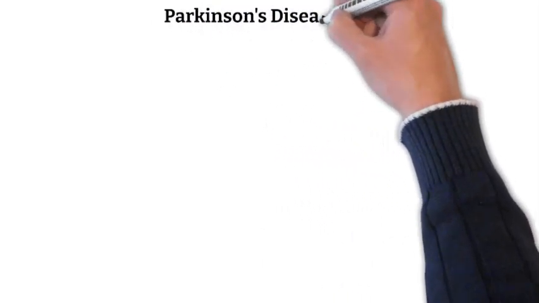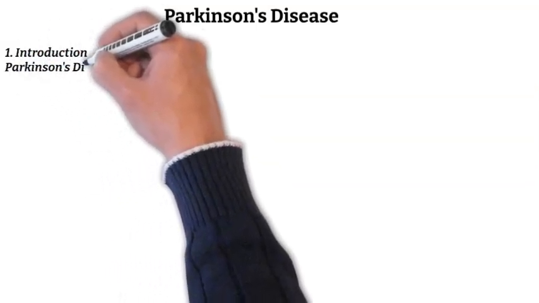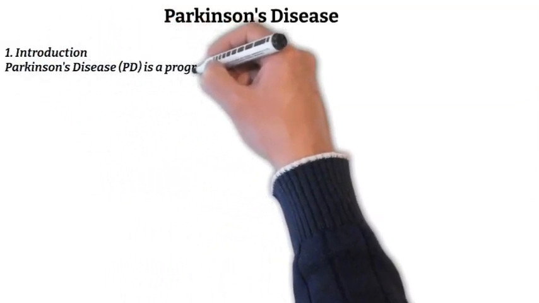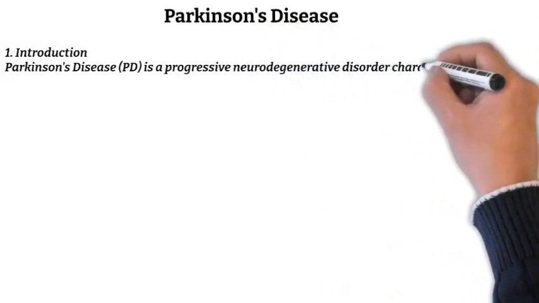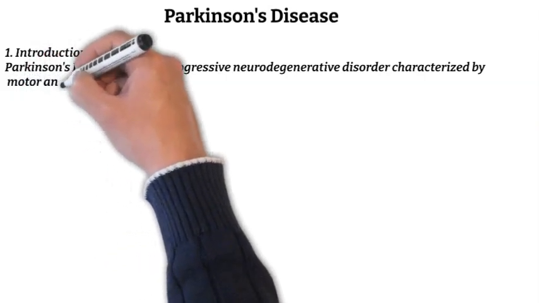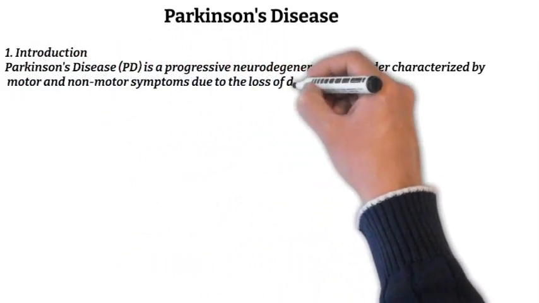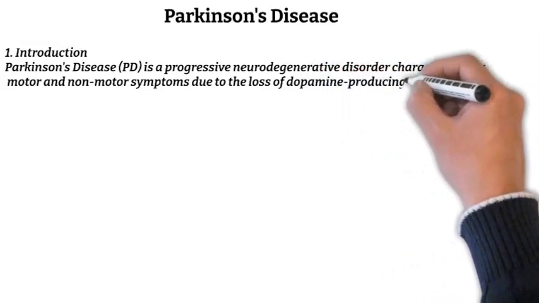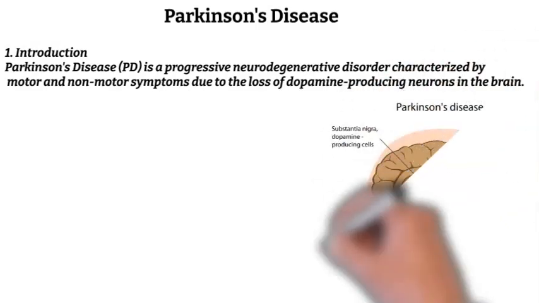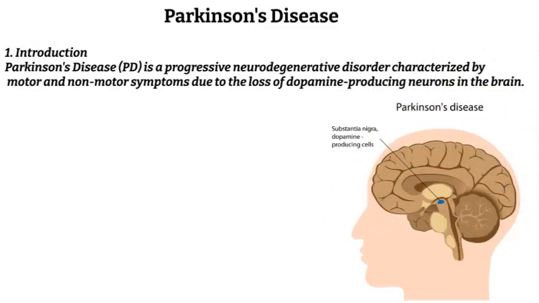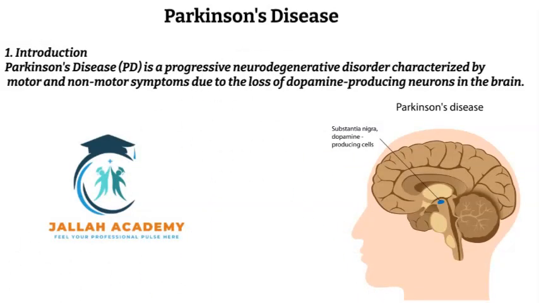Parkinson's disease. Today's topic is about Parkinson's disease. So, what is Parkinson's disease? Parkinson's disease is a progressive neurodegenerative disorder characterized by motor and non-motor symptoms due to loss of dopamine-producing neurons in the brain, specifically in the substantia nigra. And here's the picture, and here's the location for the substantia nigra.